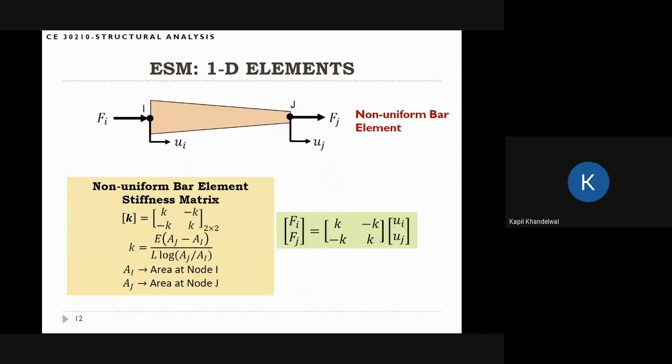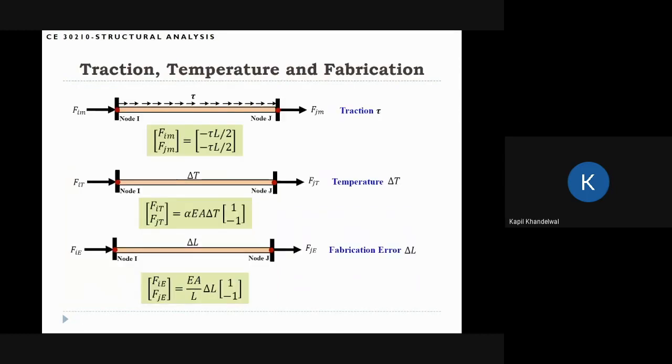Finally, we have also considered traction, temperature, and fabrication effects. And the idea here was, when we are considering these effects, we fix the member ends and we calculate the support reactions that are caused by these effects. So we did the calculation for the three cases.